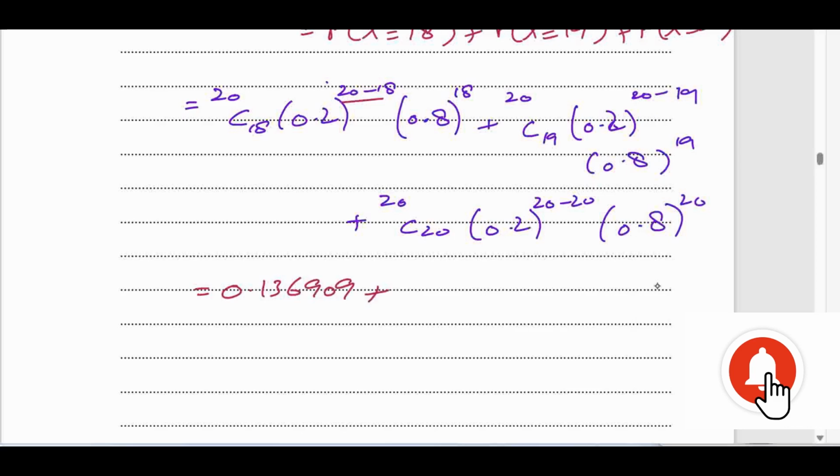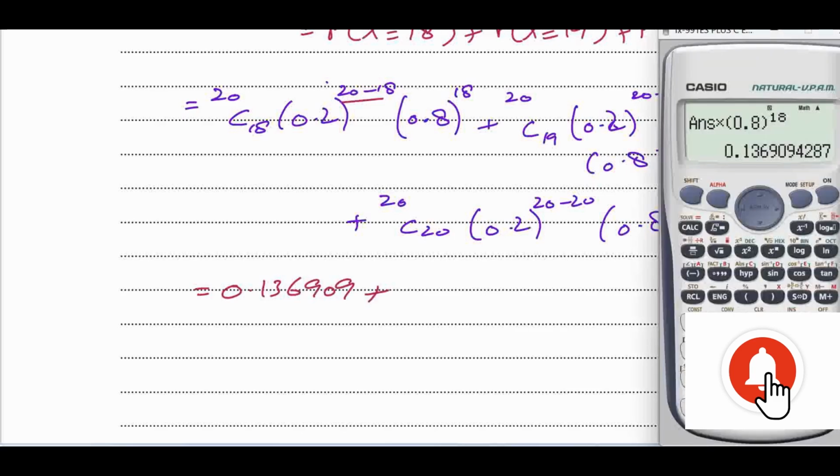So 0.136909 प्लस सेकंड को देखें. तो सेकंड के लिए what we have to do, we have to simply write 20 C19 multiplied by 0.2 पावर 1 हो जाएगा, वो लिखने की ज़रूरत ही नहीं है.